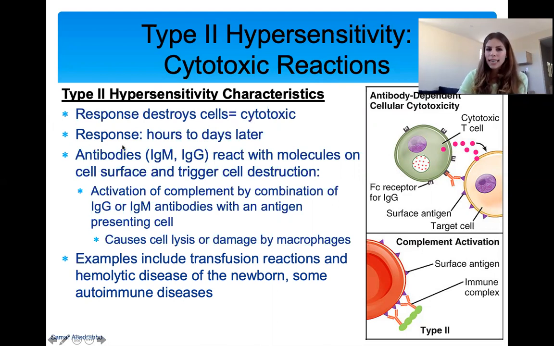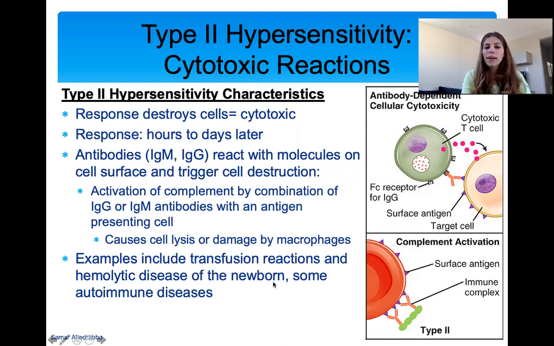And the response takes hours to days later. It's not like type 1 hypersensitivity. It has to do with the antibodies IgM and IgG. They react with molecules on cell surfaces and they trigger the cell to be destroyed, usually through the complement system. Remember, with the complement system, you create holes in a cell and the cell basically just lyses.